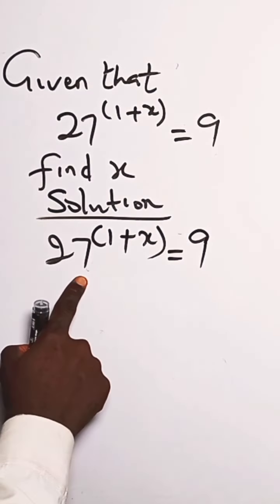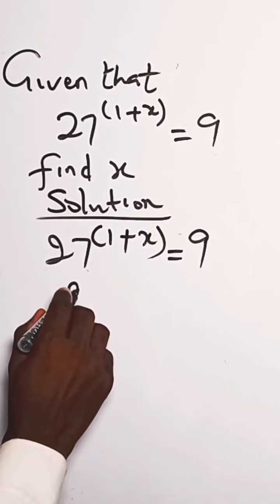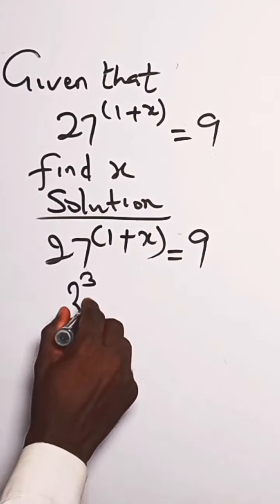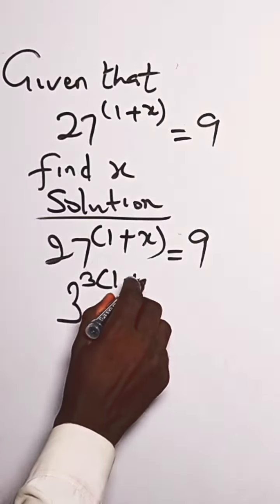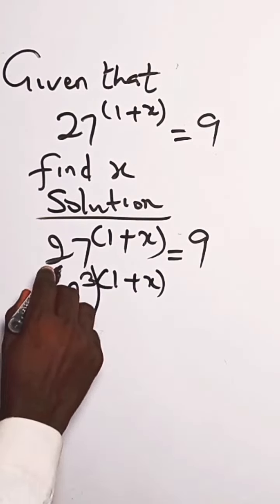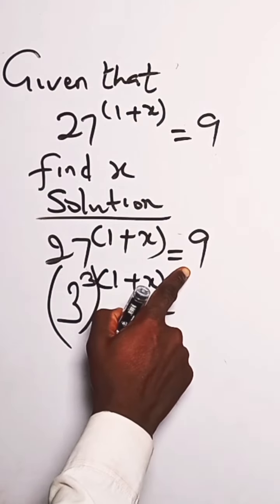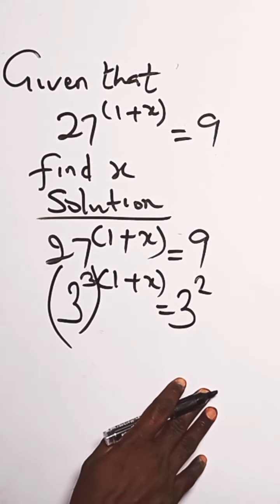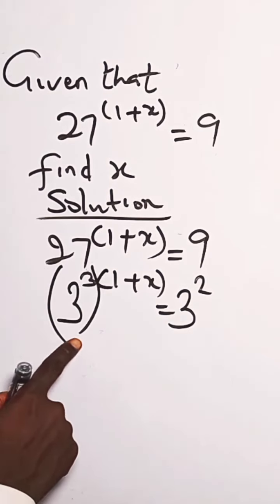So let us have 27 in this form. We have 3 raised to power 3, so that's 27, raised to power 1 plus x, equals, so let's have it this way, we can have 9 as 3 raised to power 2. 3 times 3 is 9.